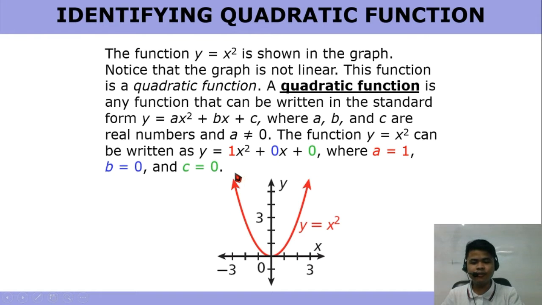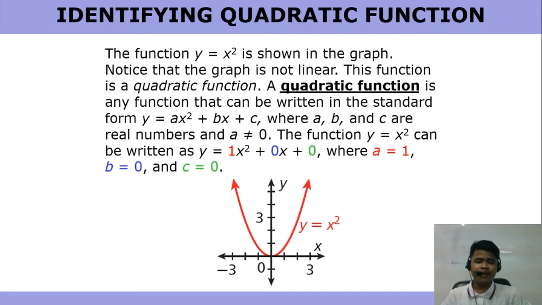If the graph is U-shaped, it is a quadratic function. And the graph of the quadratic function is called a parabola.